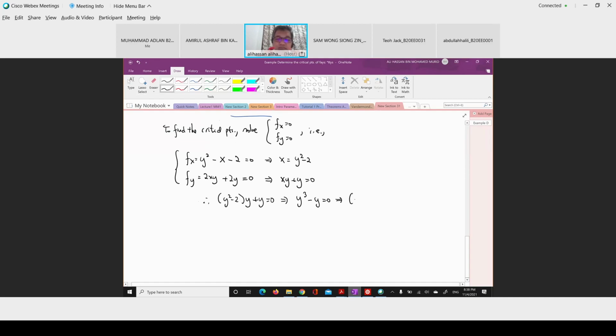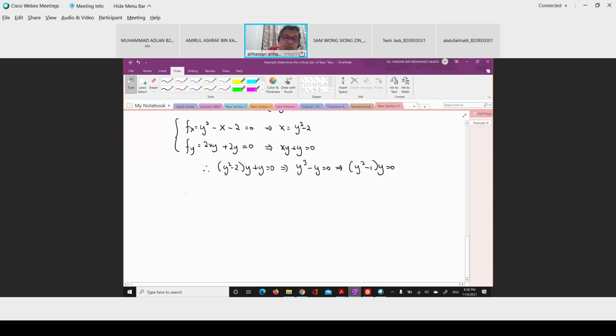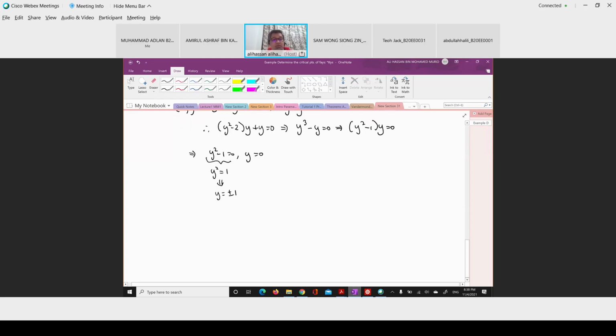Here also be careful again. Do not divide both sides by y, but factorize: (y squared minus 1) y equal to 0. So this means y squared minus 1 equal to 0 or y equal to 0. But y squared minus 1 equal to 0 means y squared equal to 1, which means y equal to plus or minus 1. So here we have three solutions for the y coordinate of the critical points.